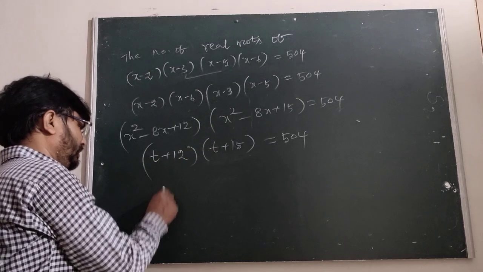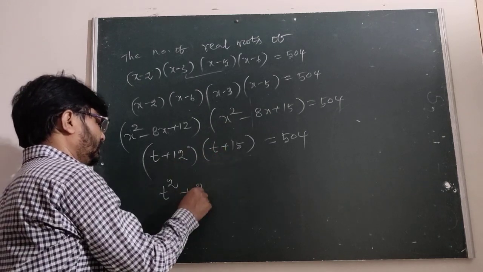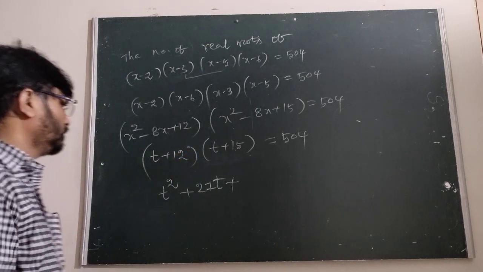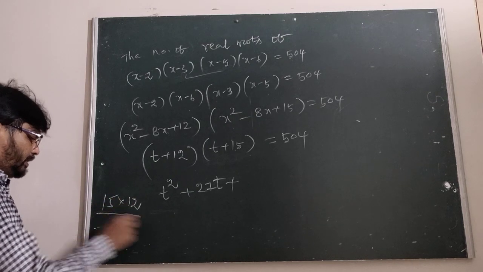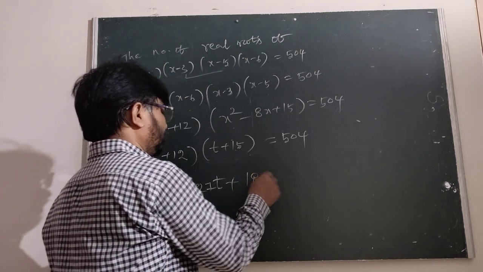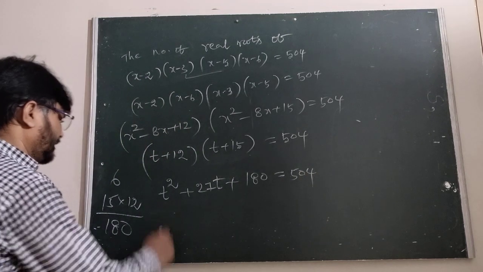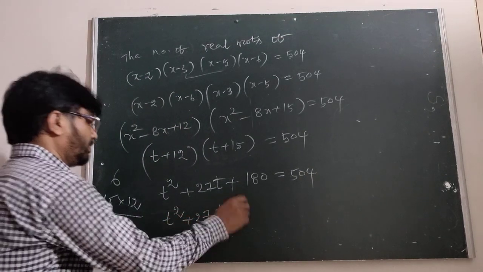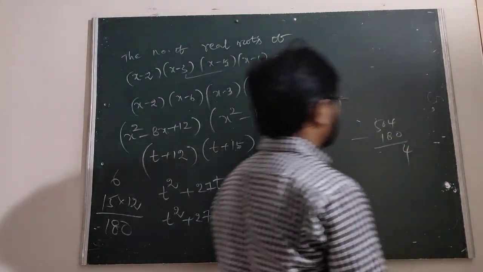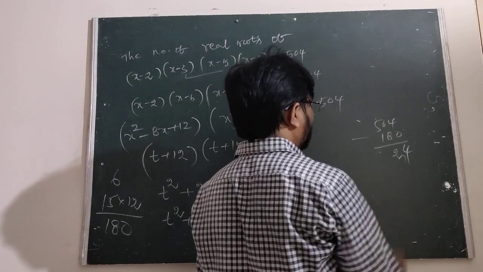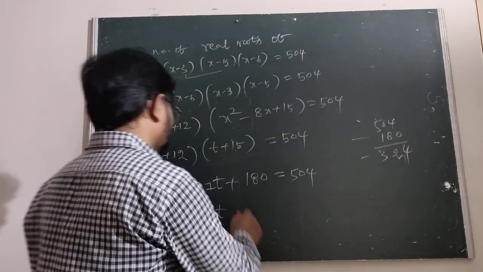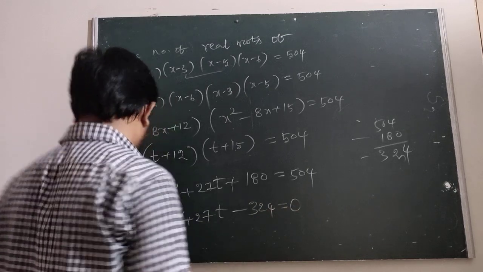Now we get t square, 12t plus 15t is 27t, and 15 into 12 is 180. So t square plus 27t plus 180 minus 504, which is minus 324, equal to 0.